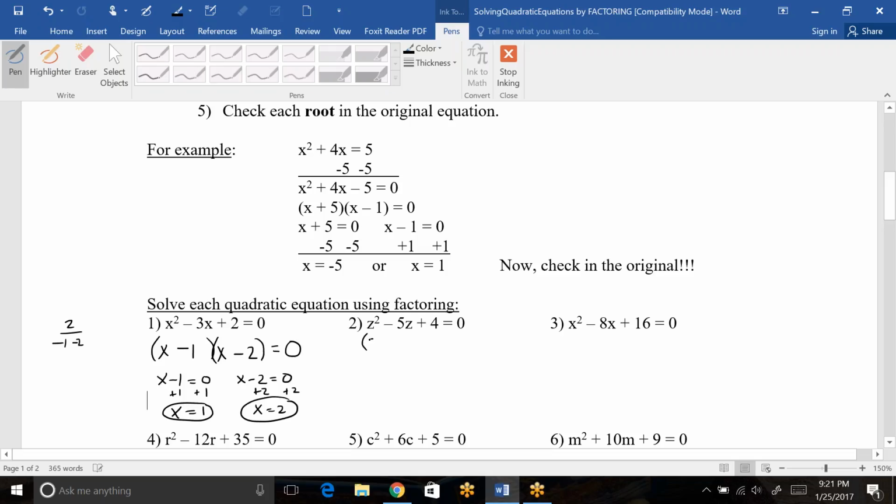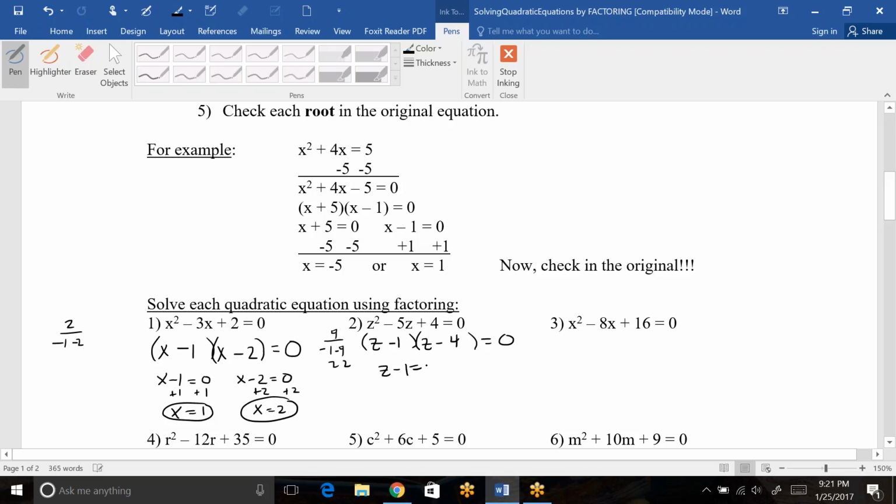For my next one, again, it is a trinomial with a 1 in front. It's already set equal to 0, so I can go ahead and try to factor it. And remember, this is different than factoring by itself, because normally if you factor, you just leave it in the parentheses. But since there's an equal sign, we can solve. So we're looking for factors of 4, which are 1 and 4 and 2 and 2, that add to -5 and multiply to +4. So it has to be -1 and -4.